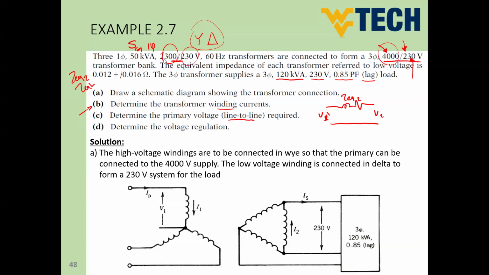And then 2300 to 230 volts. So this means the primary to secondary turns ratio, or volts, is 2300 to 230 volts. This is again of a single-phase transformer. 60 hertz, connected to form a three-phase 4000 to 230 volt. So we mentioned that the 2300 to 230 is the single phase, and the required three-phase transformer needs to be connected to a supply of 4000 volts and a load of 230 volts.